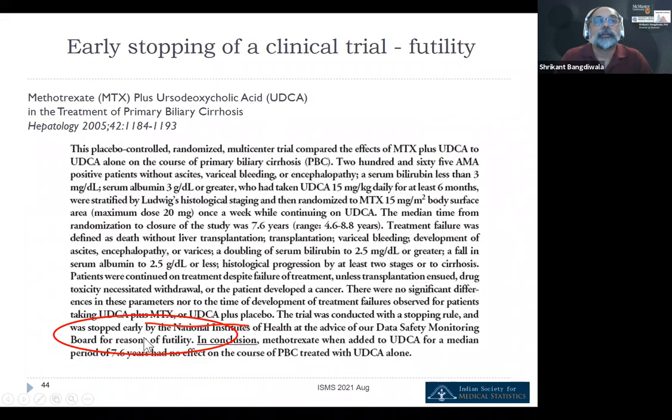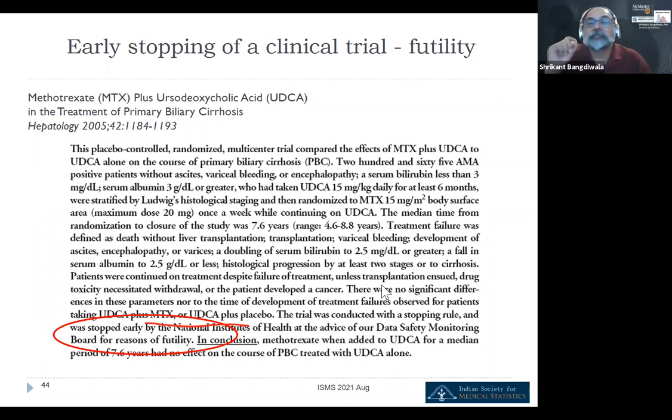Here's another one. The trial was futile. This was a surgical study, and there were no significant differences early on. Even if they had continued, they would be inconclusive at the end, and the study was stopped.